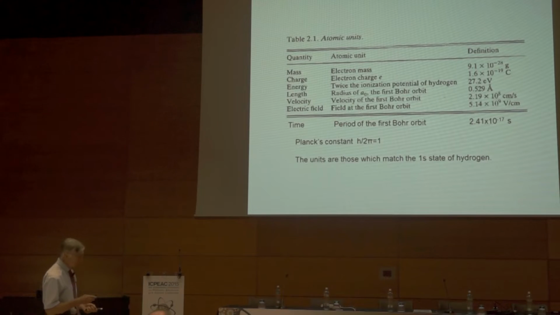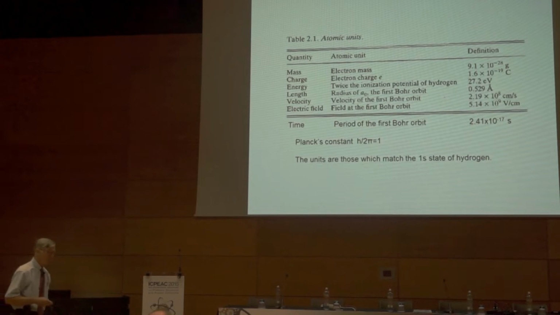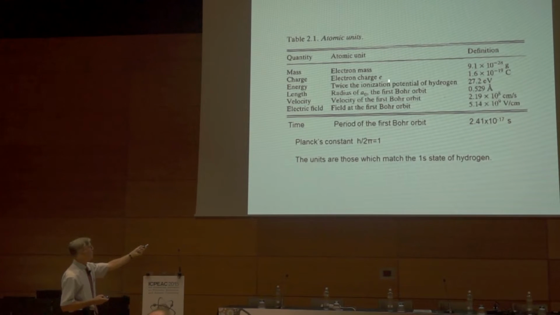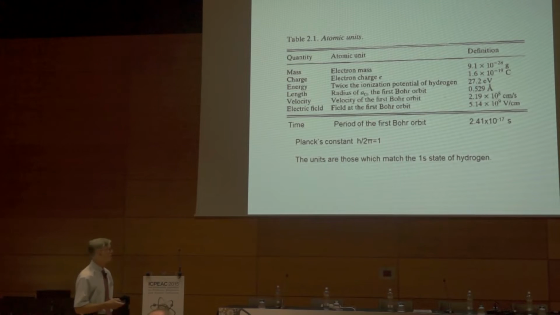So one of the things I will often use in talking about these atoms are atomic units. The atomic units are simply the units that apply to the ground state of hydrogen. So the unit of mass is the electron mass, the charge is the electron charge, the unit of length is the Bohr radius, and twice the binding energy of hydrogen is the atomic unit of energy. The other interesting number is that the atomic unit of field is the field the electron feels in the 1s state.